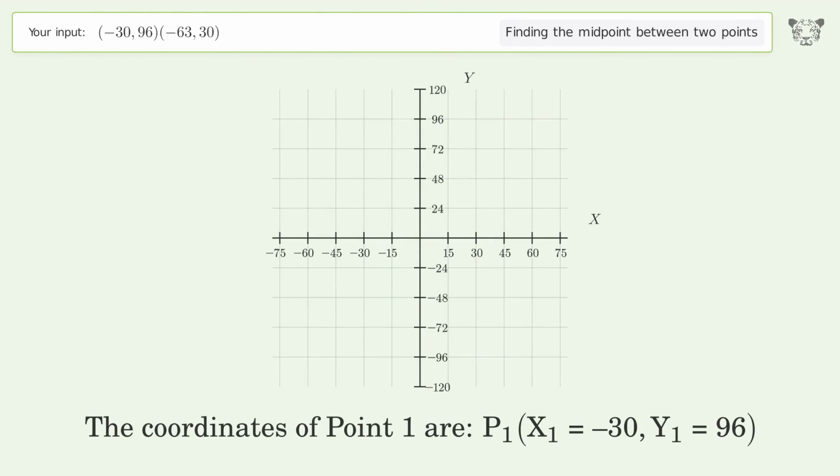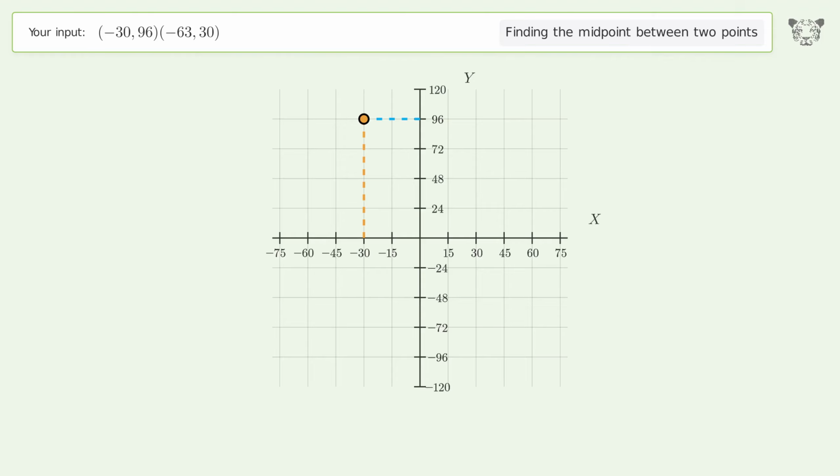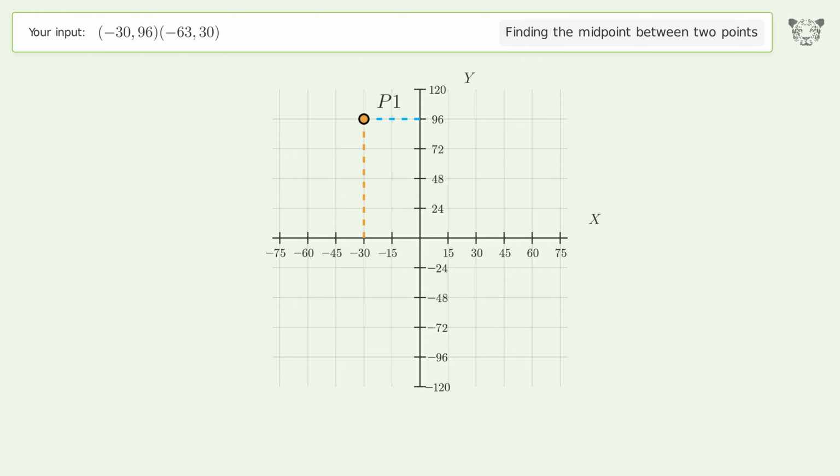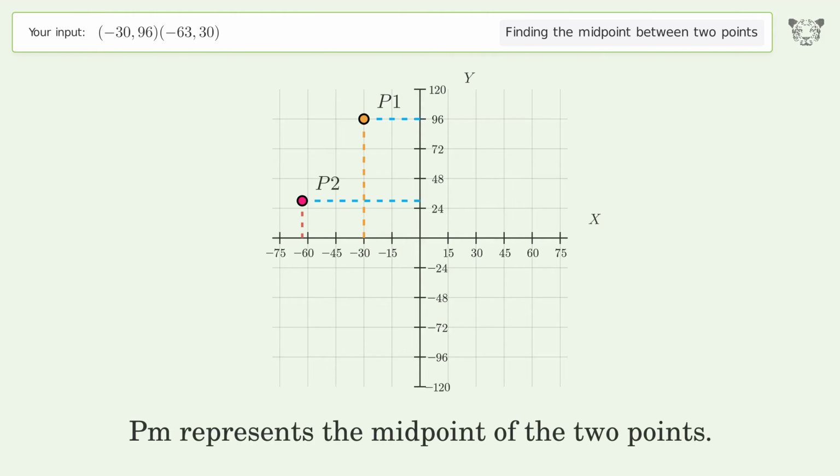The coordinates of point 1 are, x1 equals negative 30, y1 equals 96. The coordinates of point 2 are, x2 equals negative 63, y2 equals 30. PM represents the midpoint of the 2 points.